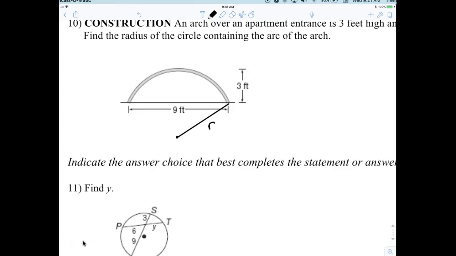Now, if I draw from here to here, this is the tricky part. You want to make it perpendicular, correct? So it bisects the chord. So this length right here would be 4.5. Now the one that's well disguised: what is this length right here? R minus 3. That is in fact R minus 3. All right, that was tricky.